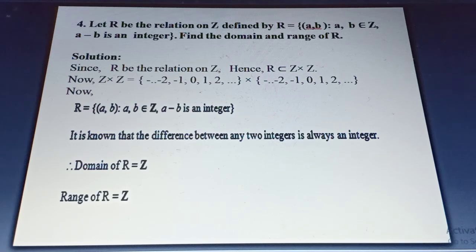So students, here I am ending today's video lecture. Here I have explained the concept of relation and how to find its domain, range and codomain.